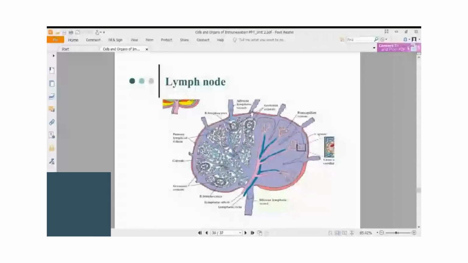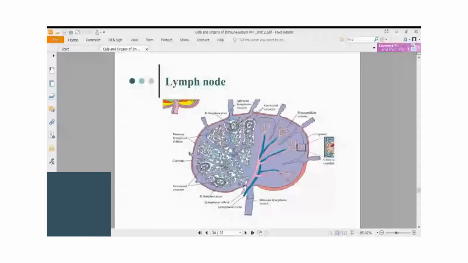Then, almost at the border, there is a connective tissue capsule, which may also be indented inside like trabeculae, zonating the lymph node into different chambers. And the middle area of the lymph node is called the medulla.